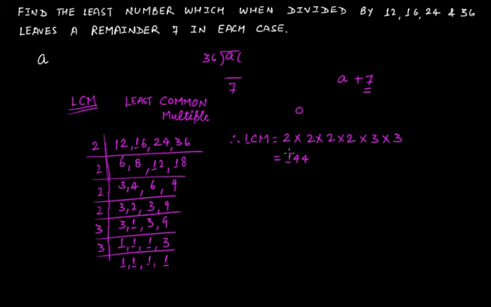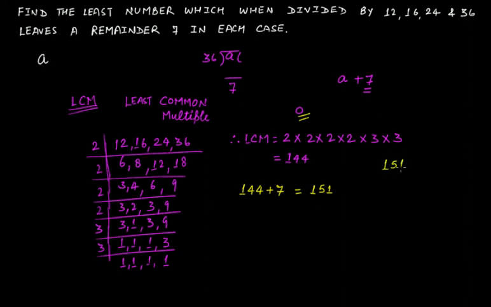Now since this is the LCM, if you divide this number by these numbers, then you'll get remainder as 0. But here in the question it's being asked to find a least number such that the remainder should be 7 when you divide by these numbers. Therefore add 7 to this number, that is 151, so that whenever you divide this number by 12, 16, 24, 36, you'll get 7 as the remainder, because 144 is the LCM, and if you divide the LCM by these numbers, you'll get remainder as 0.